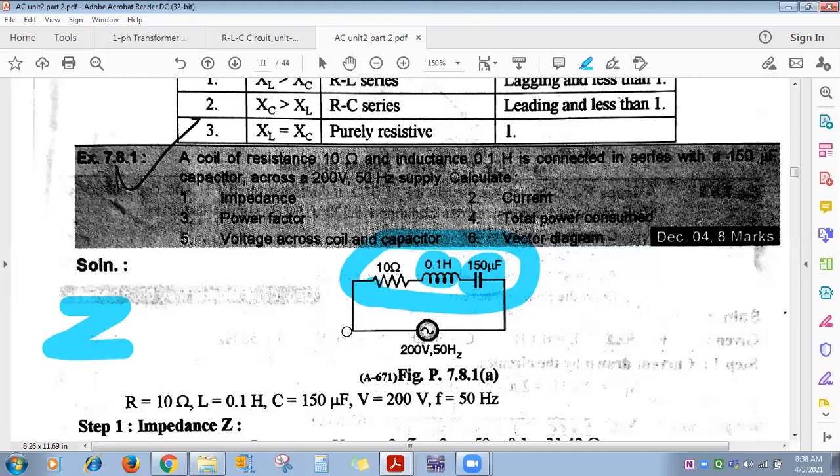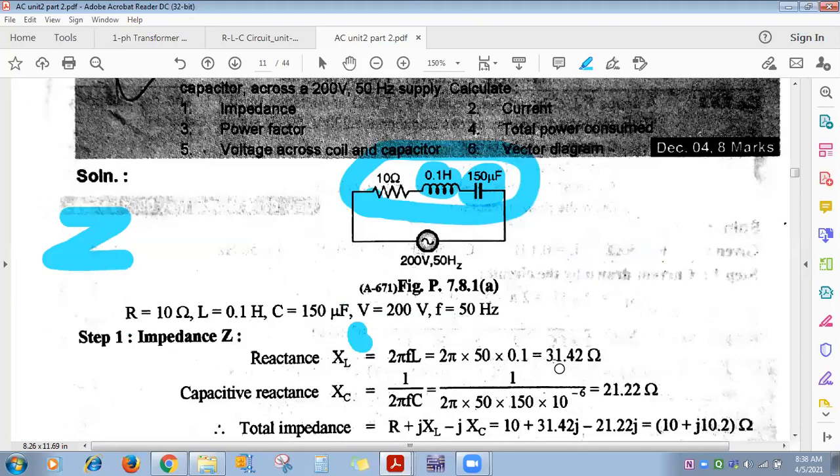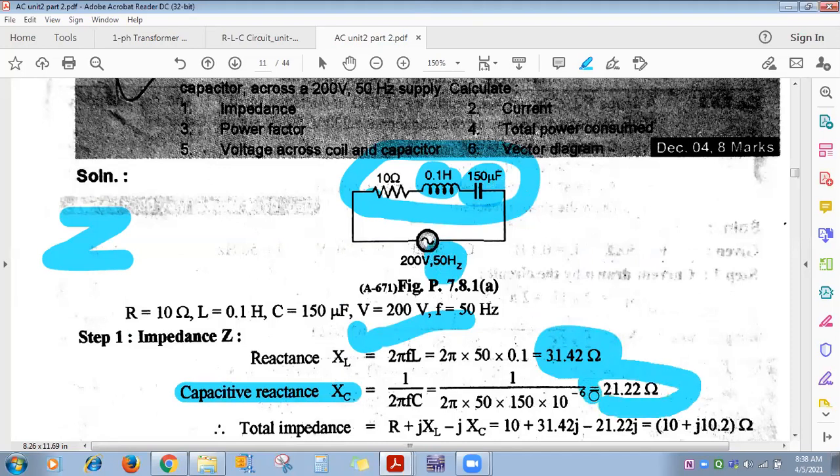So see, up to this we'll see XL, omega L, 2 pi F L, frequency is given. It is 31.42 ohm. XC is 1 divided by omega C, that is 1 divided by 2 pi F C, frequency is given 50 hertz, C is given 150 microfarad. So you will get it 21.22 ohm.